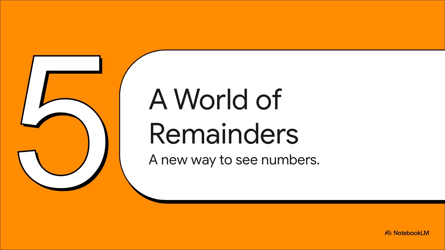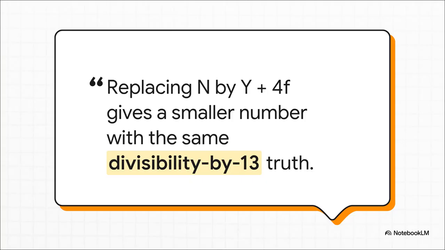So let's zoom out for a second. This neat little process is more than just a party trick for the number 13. It's really an introduction to a completely different and really powerful way of looking at the world of numbers. And this quote really says it all. Our rule works because we're just replacing a big number n with a smaller one, y plus 4f, that basically tells the same divisibility story. And that's the power of modular arithmetic. By ignoring everything but the remainder, we can find these incredible hidden patterns. It's a tool used in everything from cryptography to computer science.